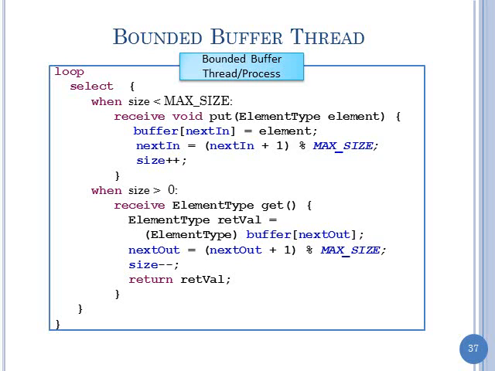Okay, and here's my bounded buffer thread process. Where my bounded buffer was in a monitor, now it is in a thread, a bounded buffer thread or process. And what's it doing? It's saying, okay, loop, select, when size is less than max size. That's my syntax for the guard. Then I'll receive the put. When size is greater than 0, I'll receive the get. And this is just my get and put input methods done through receive syntax.